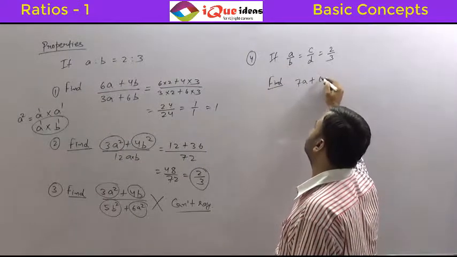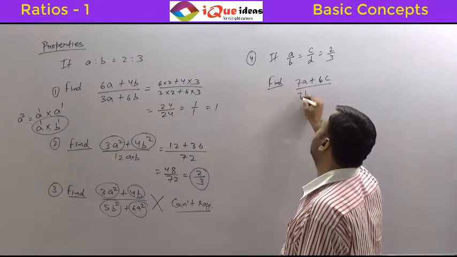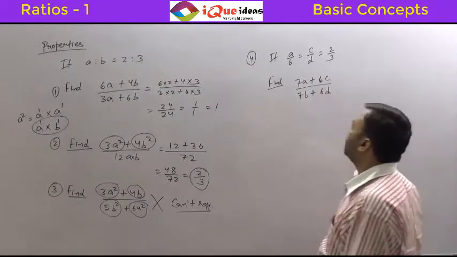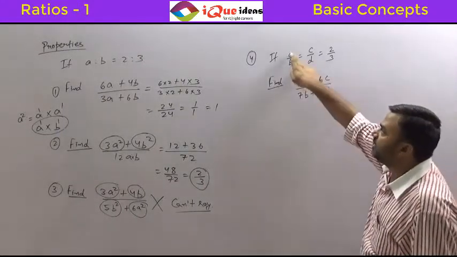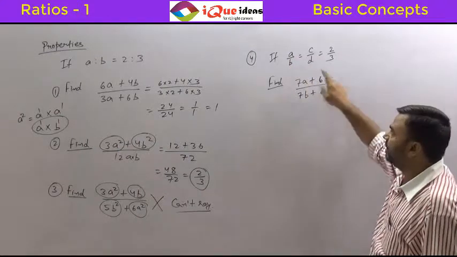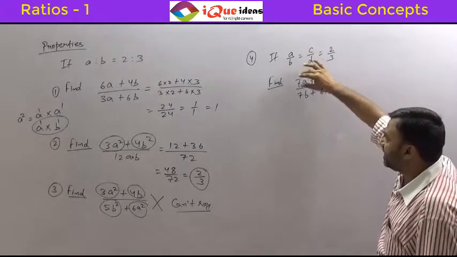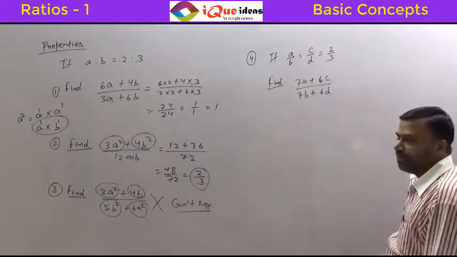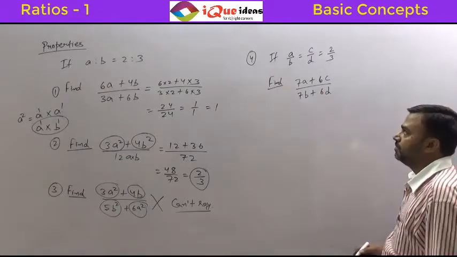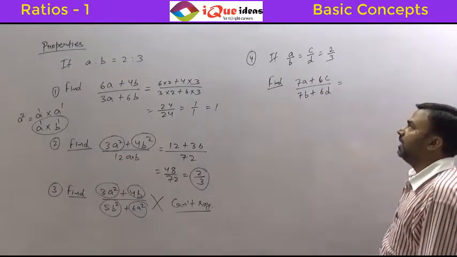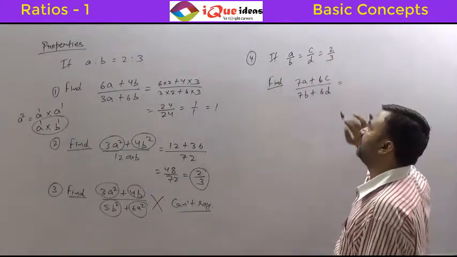(7a + 6c) divided by (7b + 6d). First of all, can we calculate? Now see, yes, we can calculate as long as the coefficients of a and b are the same, coefficients of c and d are the same, and a and c are on the same side, b and d are on the same side. Then only we can calculate. If we make any change in this, we cannot calculate. Right? So this value can be calculated, and again, to calculate the value, we just put a equal to c equal to 2 and b equal to d equal to 3.